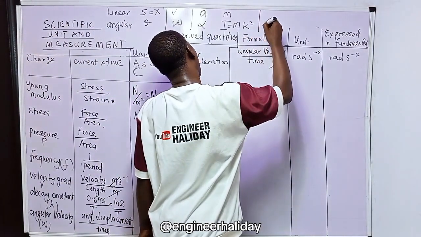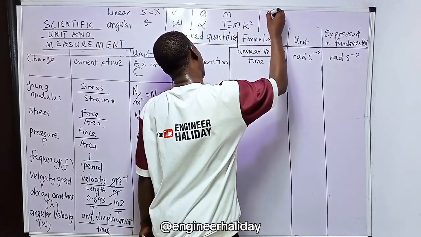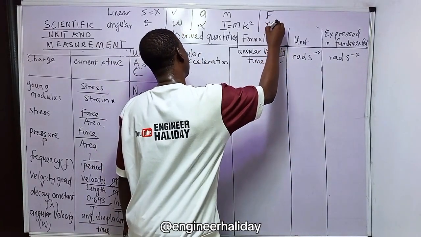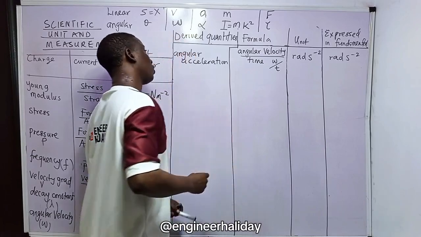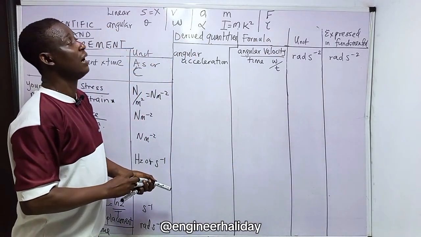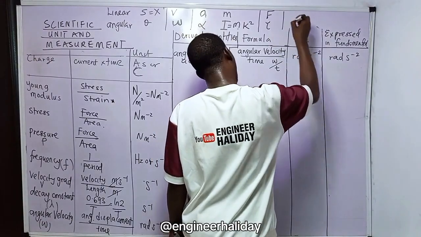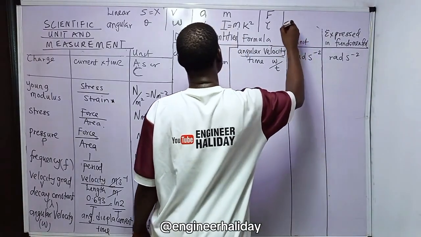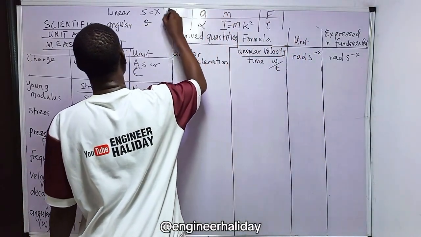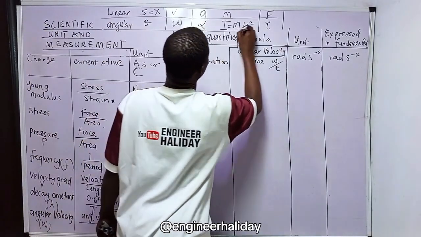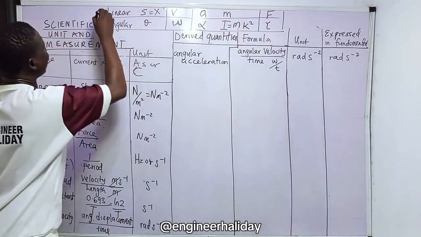Now, what is force in linear? Force is F. What about force in angular? It is called tau, which is called torque. Torque is the force in angular motion, and so forth. So if you know this, it will help you to differentiate between angular and linear. So these are the basic ones.